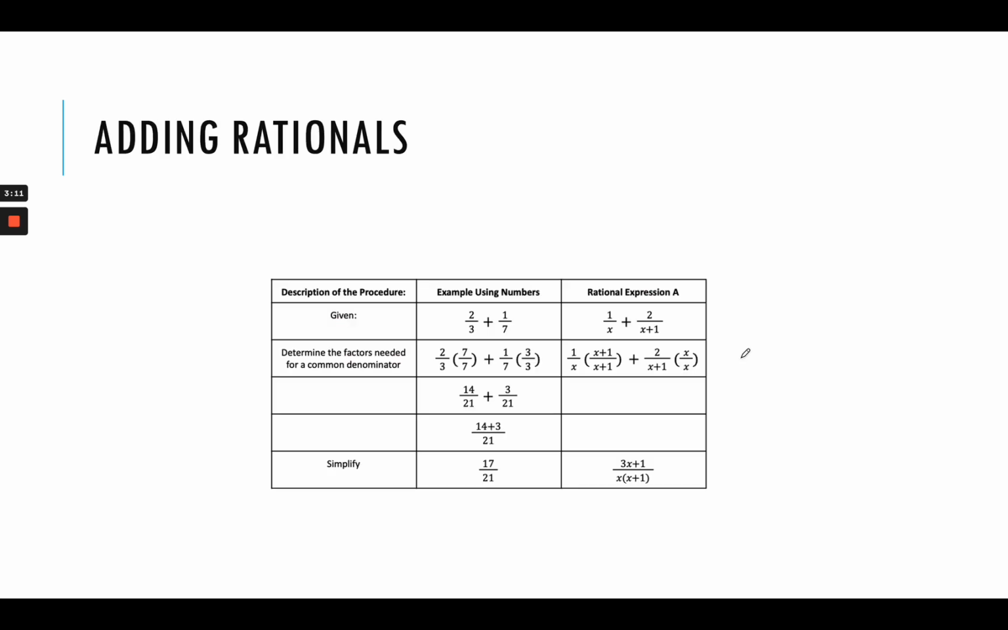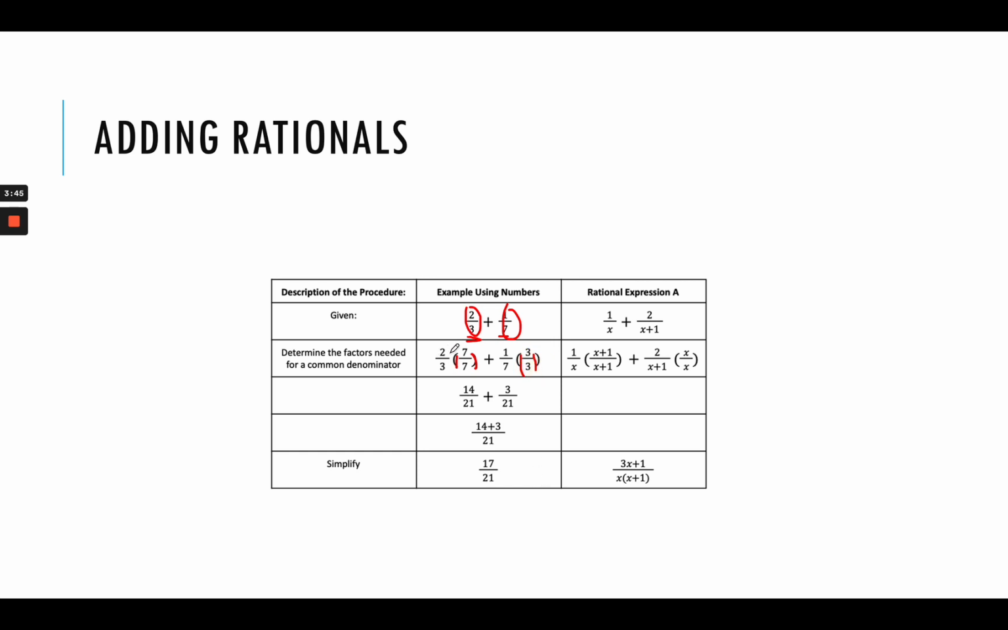Okay? Okay, so adding rationals. So here, we have an example using numbers. So it's essentially what I just showed you. But if we have 2/3 plus 1/7, we need a common denominator. Well, we're going to take this first fraction, and since this denominator is 7, we're going to multiply 2/3 by 7 over 7. Then we're going to look at our second fraction. Okay, 1/7. Well, since this number is 3, we're going to multiply this second fraction by 3 over 3.